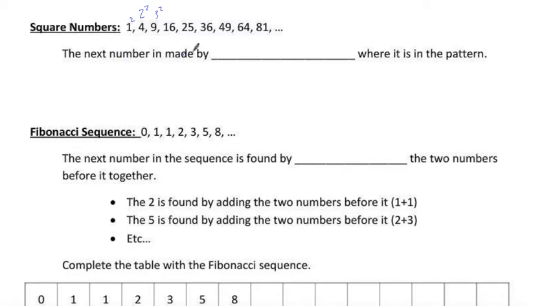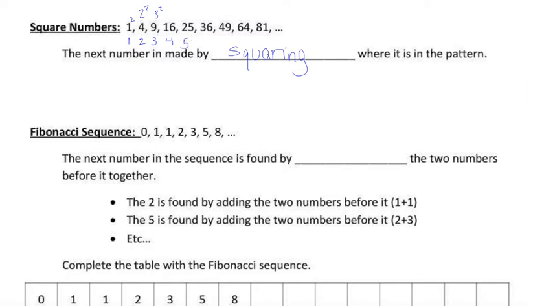So the next number is made by squaring the place of the number in the pattern. So this is the first term, the second term, the third term, the fourth term, the fifth term, and so on.